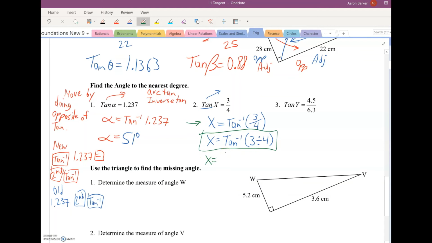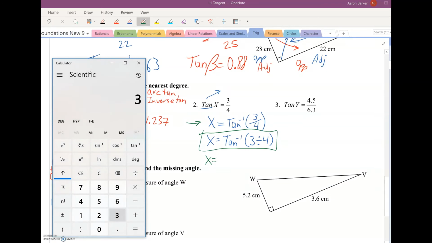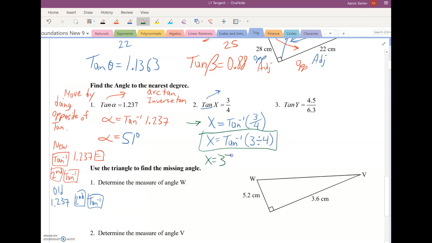So on my calculator, I have to go and use my old calculator. For my old calculator, I will go 3 divided by 4, and now I press equals. That is the division answer. Then I go to second function, tan negative 1. So there's tan, second function, inverse tan, so tan negative 1. That's the answer, 37 degrees. Notice you round it to the nearest whole number. So for angles, the rule generally is round to a whole number.